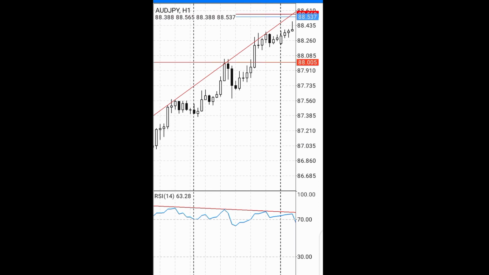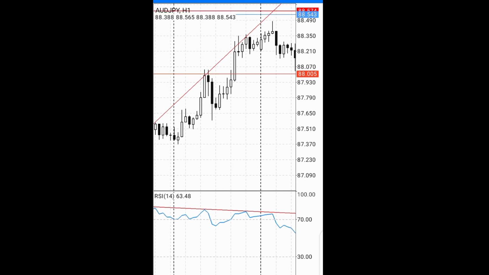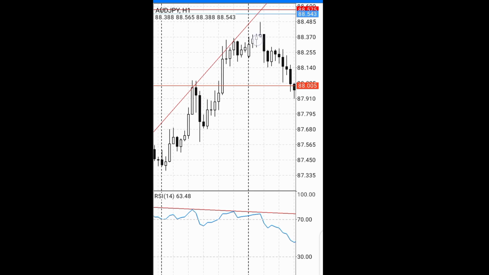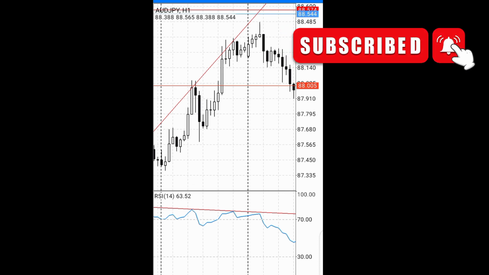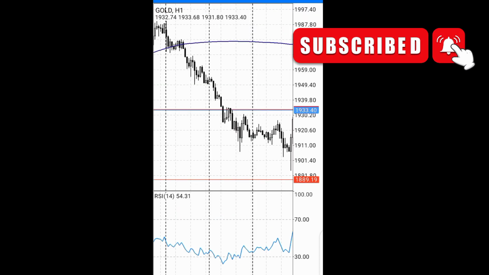So let's see, if I had entered the market at that point, what the price would have done. So here it is. The price was actually moving down. The price moved down and it hits the take profit.